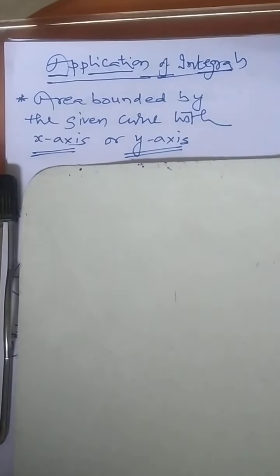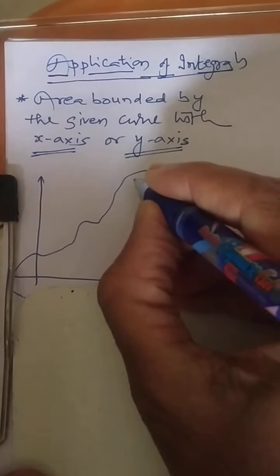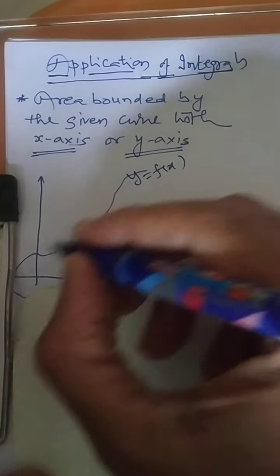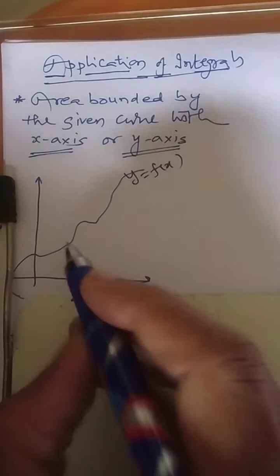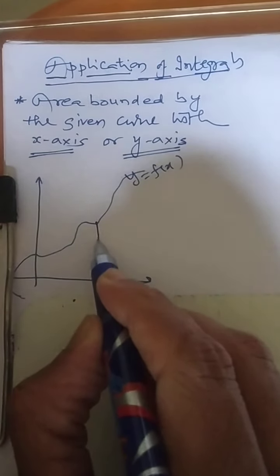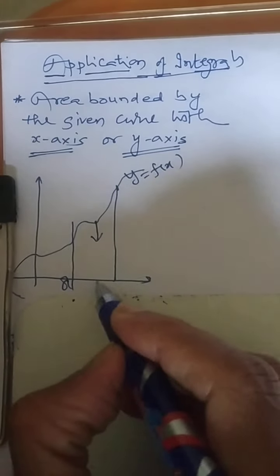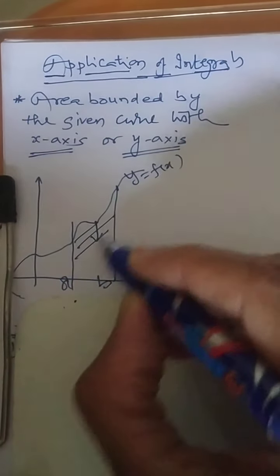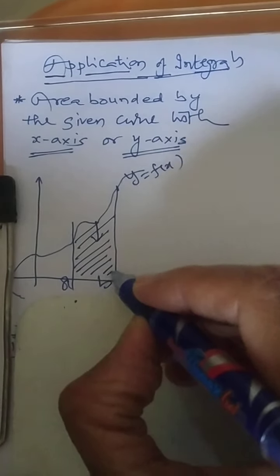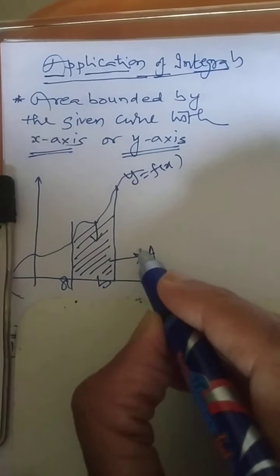This is the first technique we are going to learn: how to get the area bounded by the given curve with the x-axis and y-axis. Let us consider y equals f of x, which is one equation, a function. Suppose I am asking you, find the area under this curve, from say A to B. So this much area you can calculate by using integration.